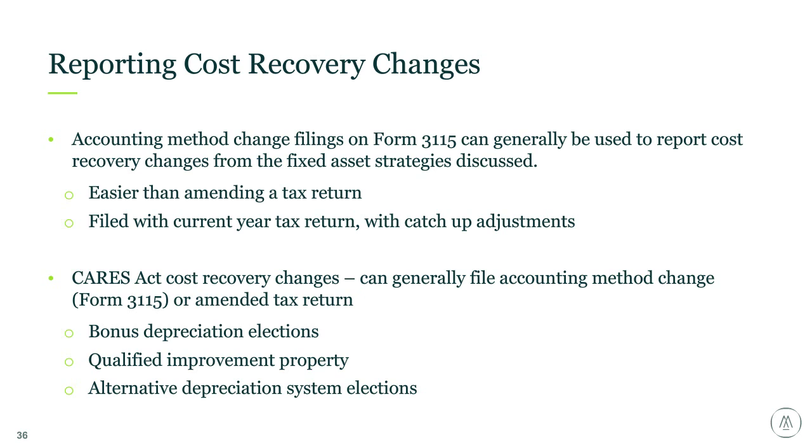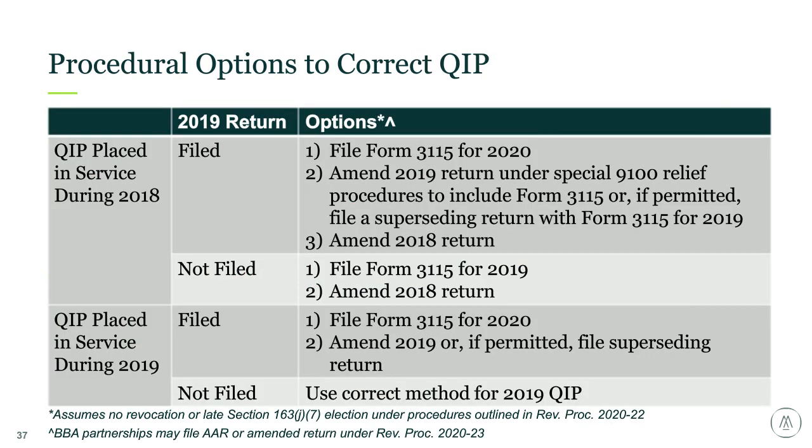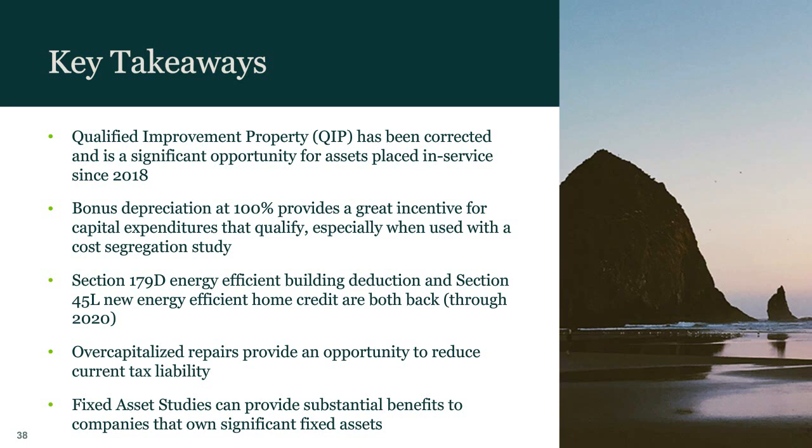And going off of that as well, with the CARES Act changes, one of the hottest topics being the qualified improvement property cost recovery change that Kyle spoke to, they do specifically mention that could be handled on an amended 2018 return or a Form 3115 with your 2019 or 2020 tax return. Again, depending on what makes sense based off your business structure and overall tax situation. Kyle, I'll pass it back to you.